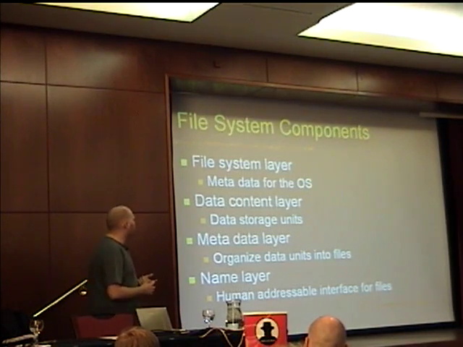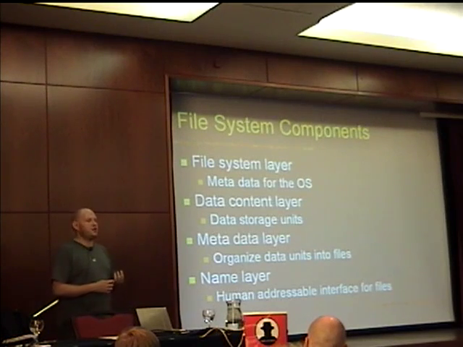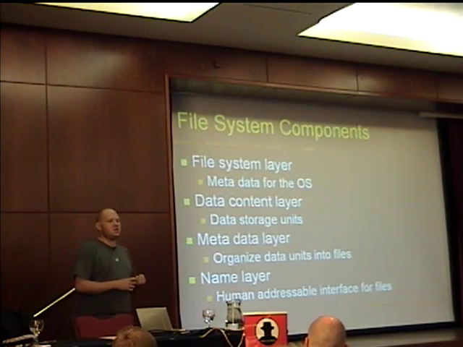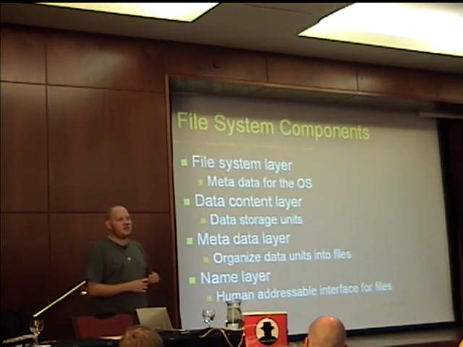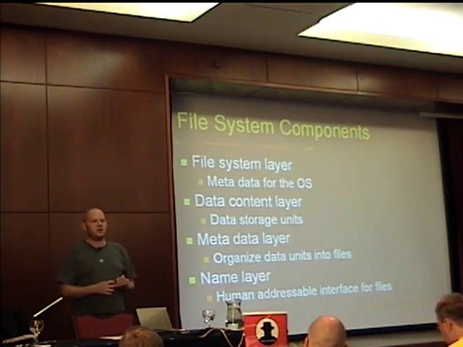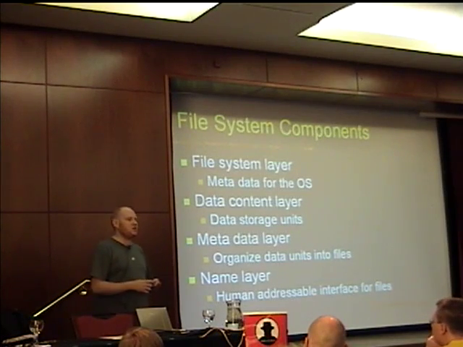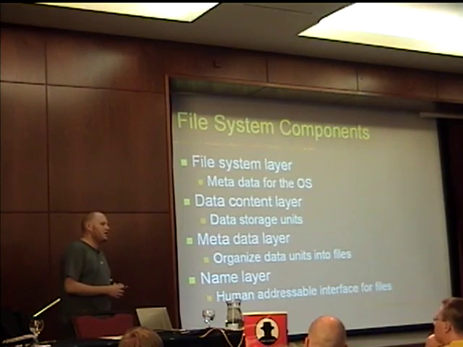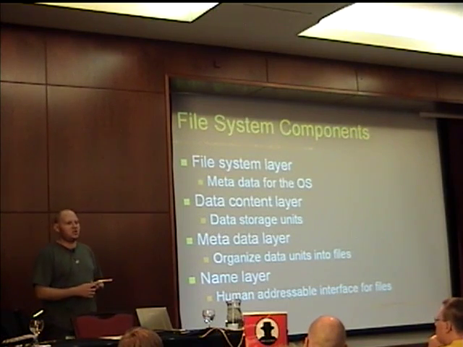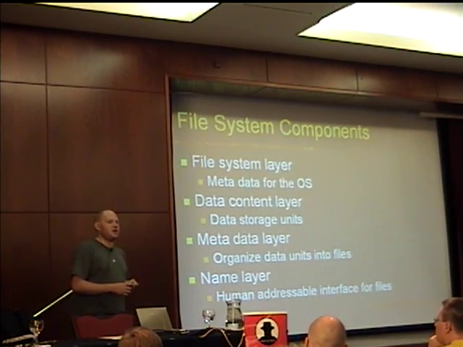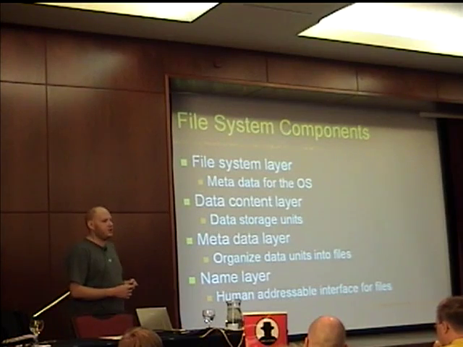If we look at a file system, it's basically made up of four layers. We've got the file system layer, which is essentially a header file. It describes the entire file system for everyone else. So all of our software is going to need the file system layer to interact with the rest of the file system. We're going to have a data content layer. This is where all of the user data is stored. So this is the easiest to access portion. This is what you're probably most familiar with.